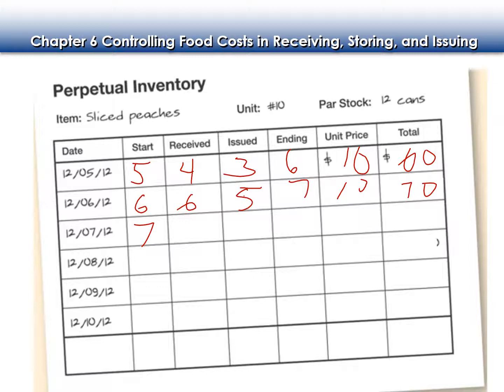Let's do one more. Selena, give me one. 11. We received 11. We got a big party coming up. Okay, Melissa. There you go. How many did we issue? 4. We only issued 4. Okay. So we're preparing for something else in the future. All right, so start, 7 plus 11 is 18. And we minus 4, we have 14. So now we have $140 in inventory, okay?